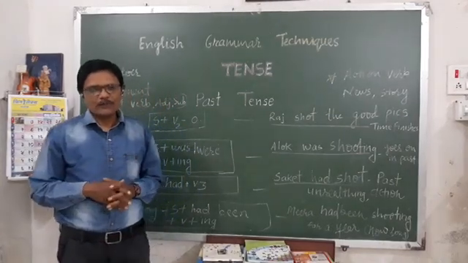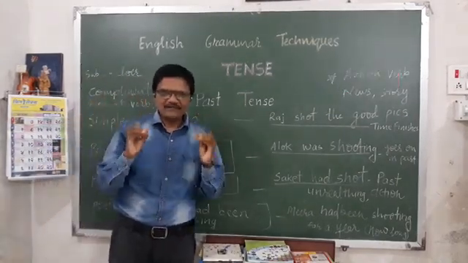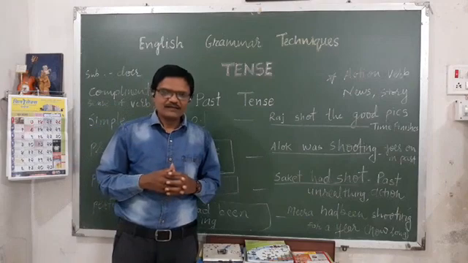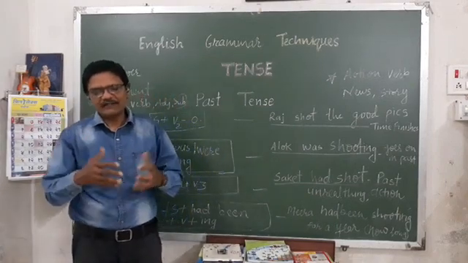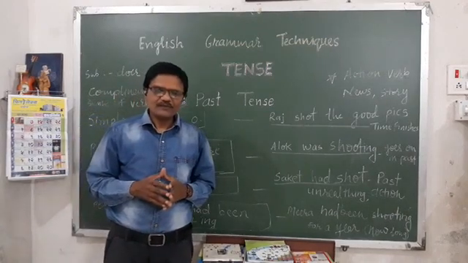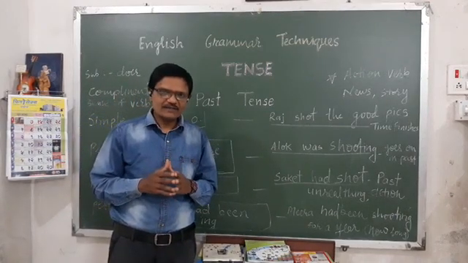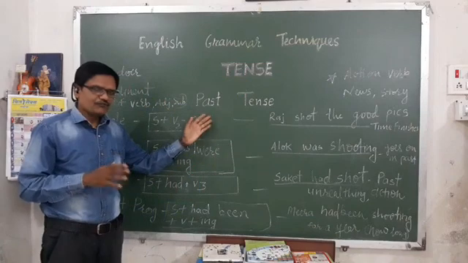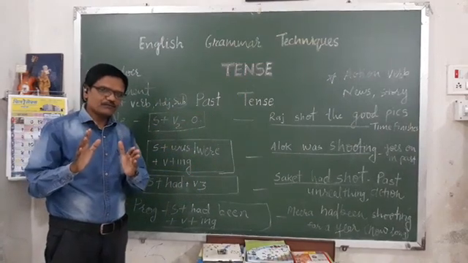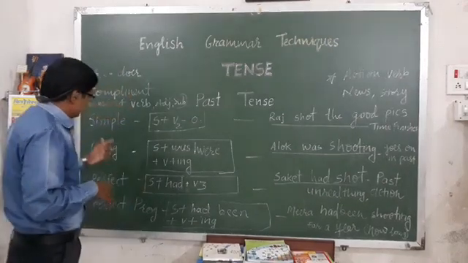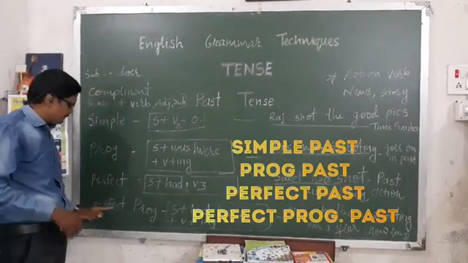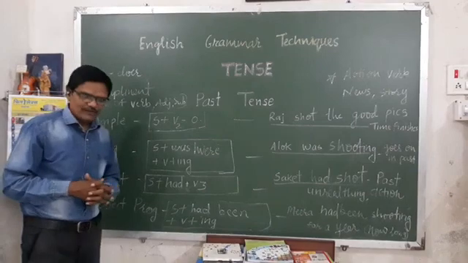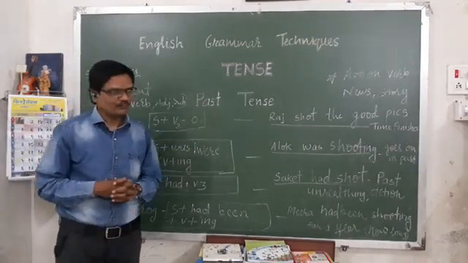That's why I focused on action verbs. I hope the practical activity I mentioned yesterday, you have already applied at your home. You must have applied it even outside also. By far, today's topic is past tense. Last day, we learned the four subtypes of present tense: simple, progressive, perfect, and perfect progressive. So the same types will be used in past tense now.